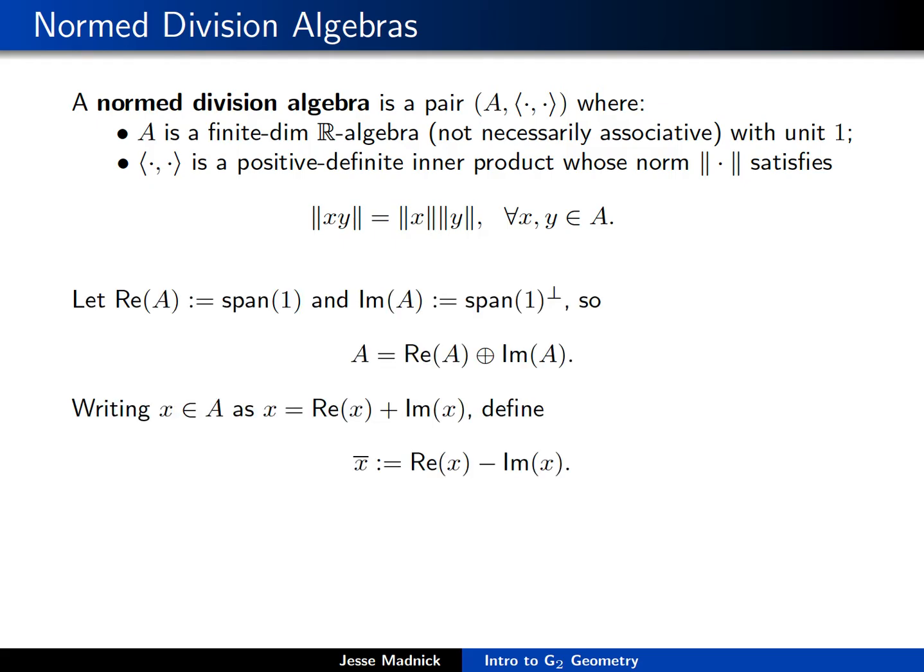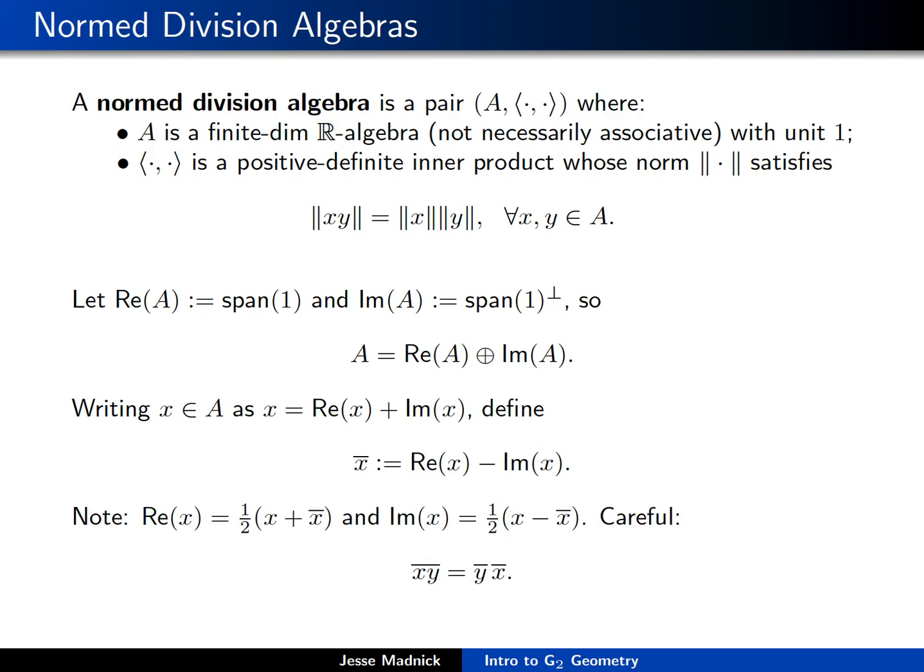Okay, some notation. Let's let Re(A) denote the span of the element 1, so that's a line, and let Im(A) denote its orthogonal complement. So we can decompose A into real and imaginary, where again the real part is one-dimensional and the imaginary part is the orthogonal complement. So you can write any element x as its real part plus its imaginary part, and you can define its conjugate as real part minus imaginary part. And for the most part, this works the way you would expect. The real part is 1/2 (x plus x bar), and the imaginary part is 1/2 (x minus x bar).